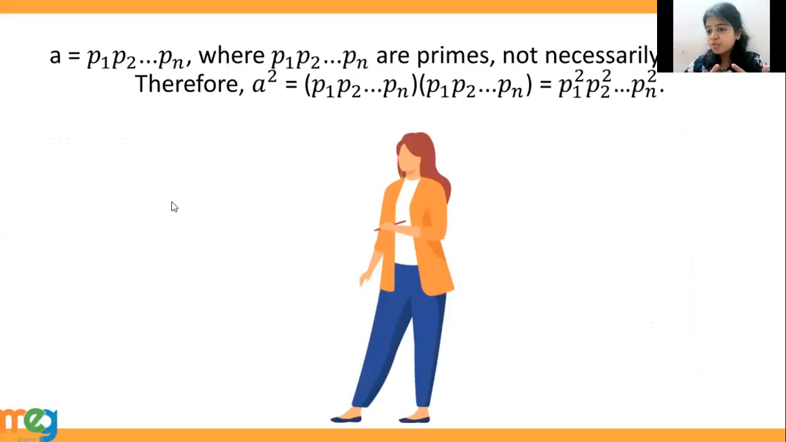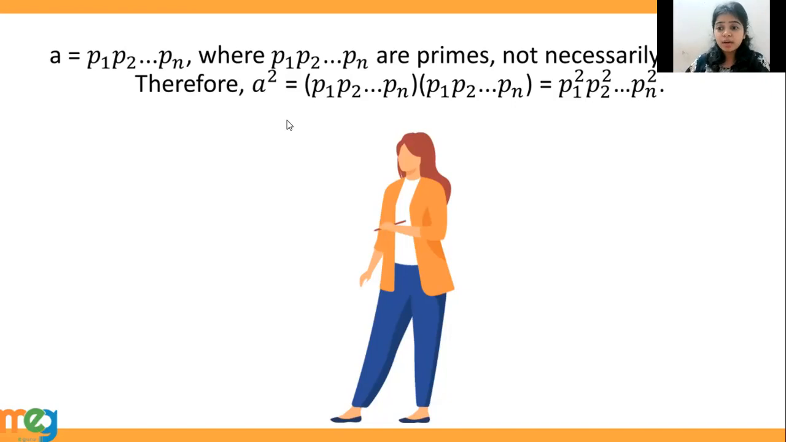So let us prove this, okay? You won't get anything like this to solve in your examination, but this is just to make you understand it more briefly, so that it sticks in your mind and never bends, okay? So A is equal to P1, P2 till Pn, where P1, P2 till Pn are primes, not necessarily distinct. They are saying that all these P's are prime numbers.